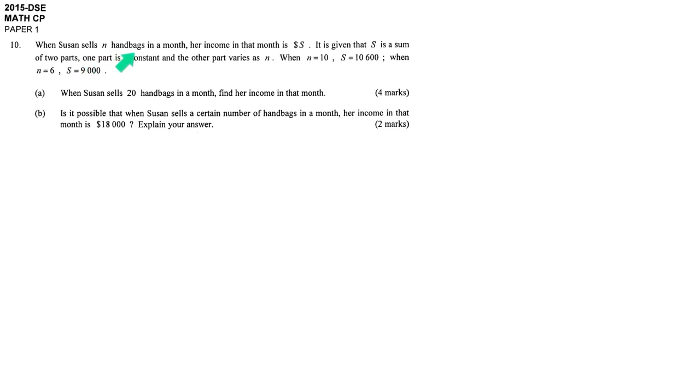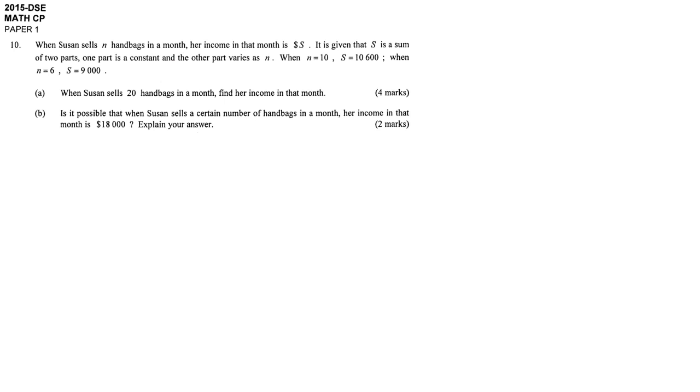About our variation question, it's typical that they will give us the structure of S, which is the outcome of the function. One part is constant, another part will vary as n, and then we have two parts, which means we have two coefficients. So they give us two cases to solve those two equations afterward. So the first part is to write down the structure of function s first.